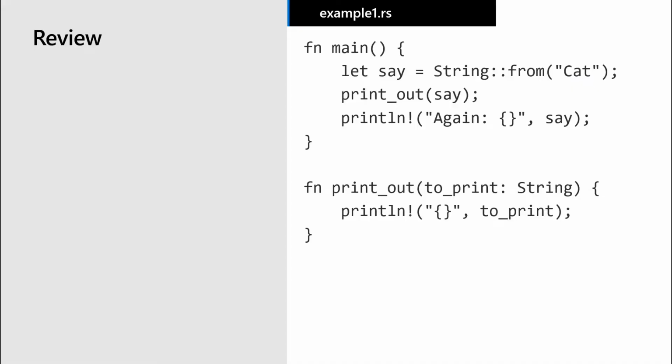Borrowing, like ownership, is one of the most unique concepts of Rust. This video will take you through several examples of borrowing and show you how you can use it to help you write memory-safe code. Let's look back at the code example from the ownership video. As it's written now, this code will throw an error when we try to compile it. This is because when we pass the say string to the printout function, that function took ownership of it.